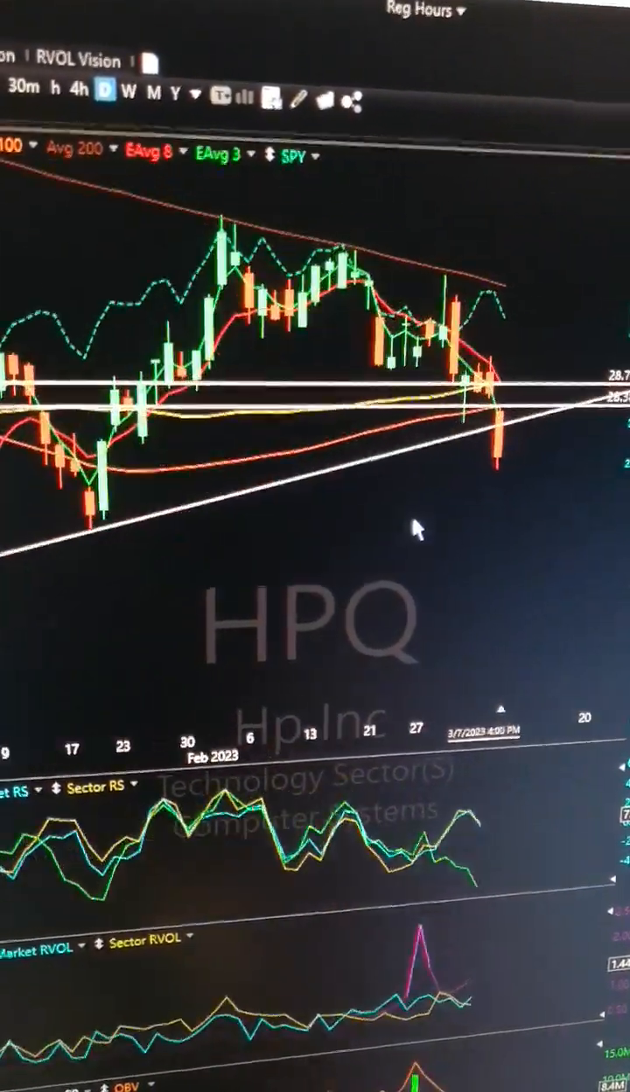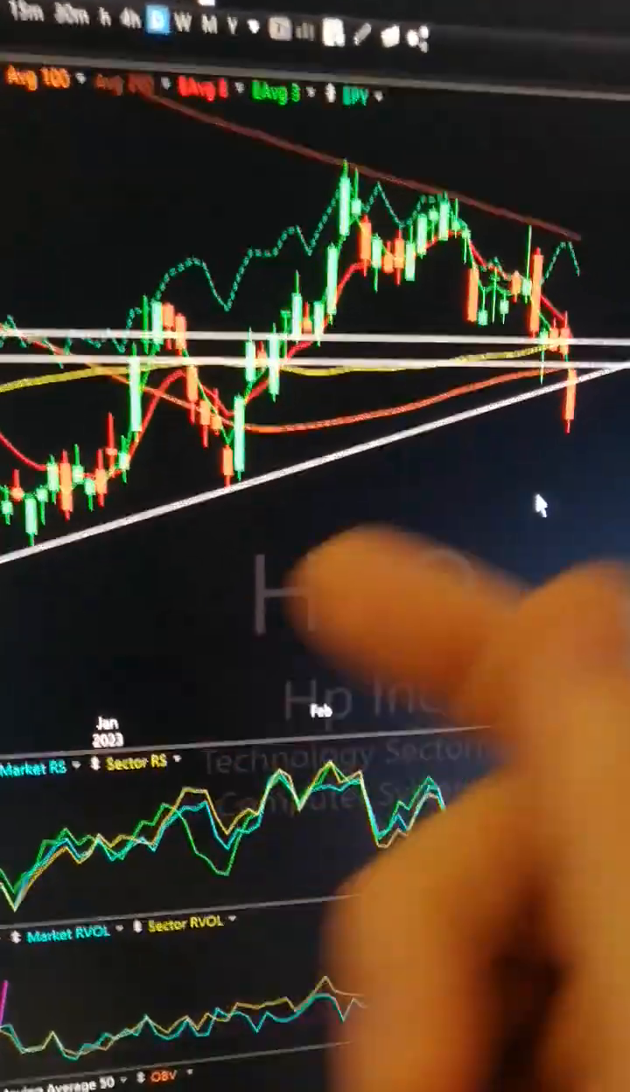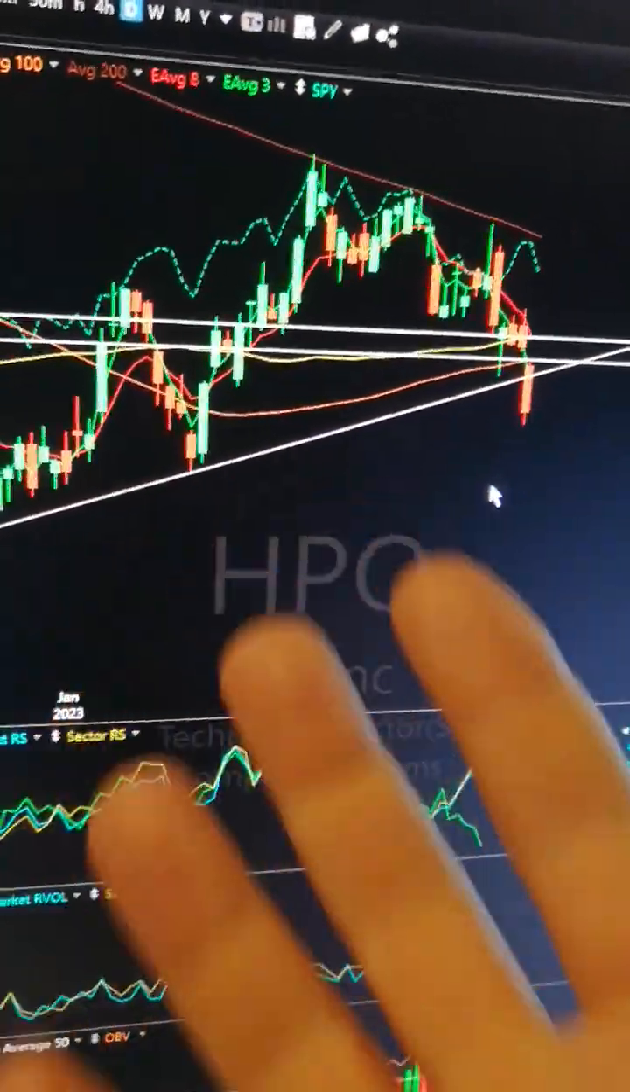But the big one I want to talk about here is horizontal lines, because these are awesome places intraday to either enter or to exit or to add, etc.